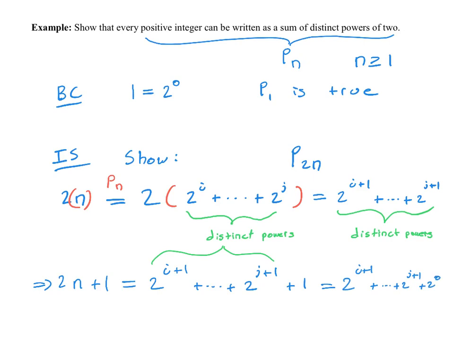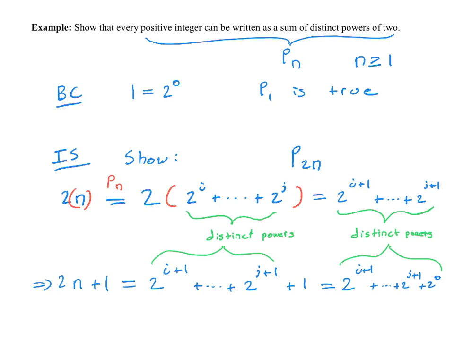And then finally, we just want to verify that these are indeed all different powers. And they are, because i plus 1 and j plus 1 and everything in between all got bumped up by 1. So none of those powers are 0. And then there is a 2 to the power 0, but it doesn't repeat any of the previous ones. So indeed, all of those powers that we just wrote down are different. So we're now quite happy with our inductive step.